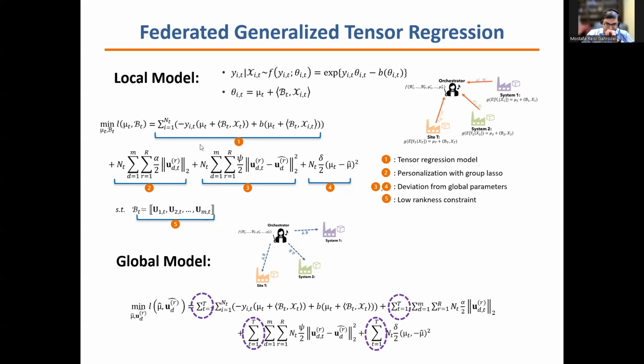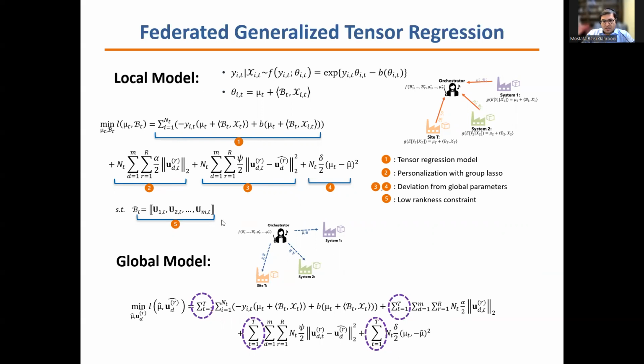problem. In this optimization problem, the first term tries to minimize the negative log likelihood value, under the constraint that this set of parameters is decomposed into the factor matrices. Then, in order to personalize the model, we add this sparsity-inducing, in particular group sparsity-inducing, penalty. And then to make sure that there is not much deviation from the central or the global or the aggregated model, there is this proximity penalty term.